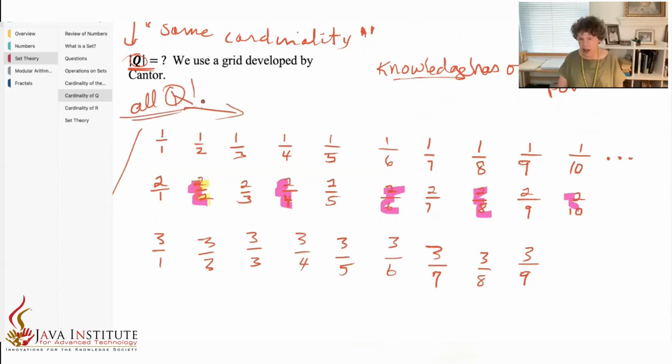And if you say, well, I don't see 17 over 25, okay, I don't see 17 over 25. Well, if you go down to the 17th row and over to the 25th spot, you'll find 17 over 25.